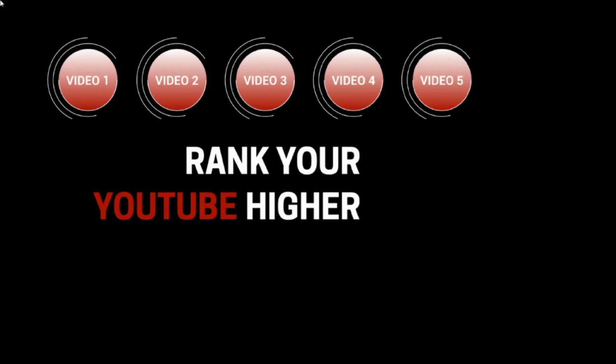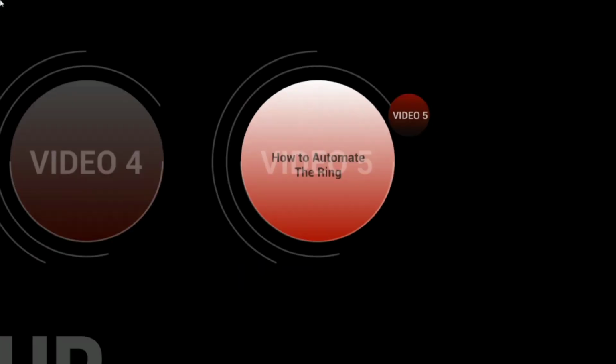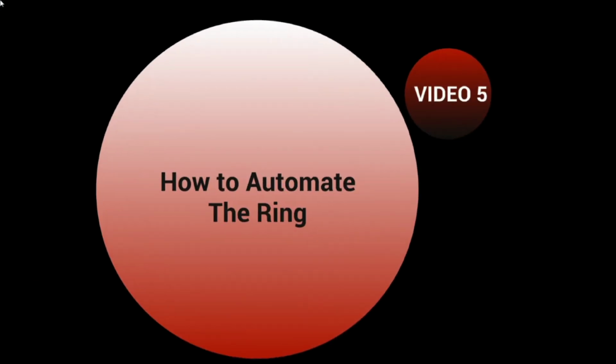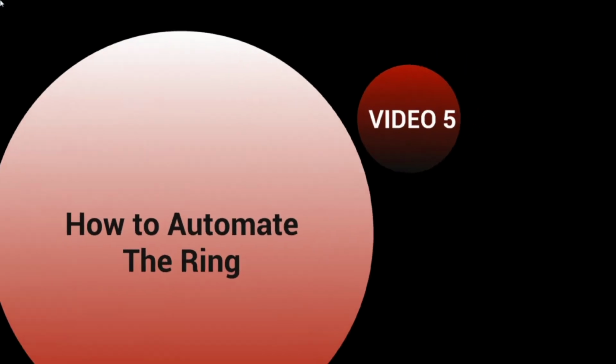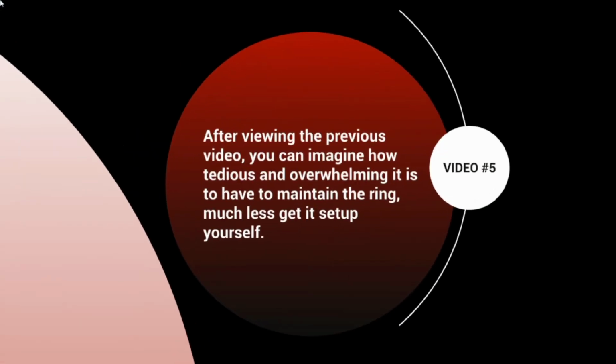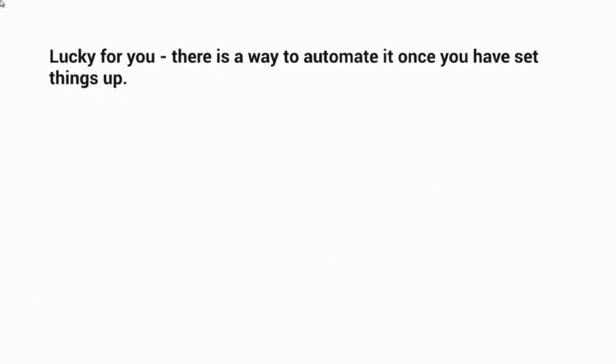Hello and welcome back. This is video number 5. We're going to talk about how to automate the ring. Now that you understand how everything is interlinked, how everything is connected, and how you can kind of be creative and make your own ring. So after viewing the previous video, you can imagine how tedious and overwhelming it is to have to maintain the ring, much less get it set up yourself. But lucky for you, there is a way to automate it once you have set things up.